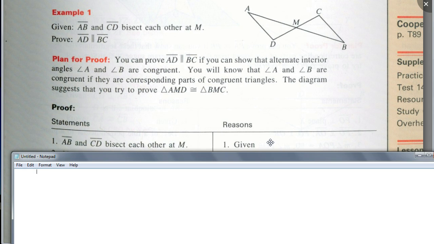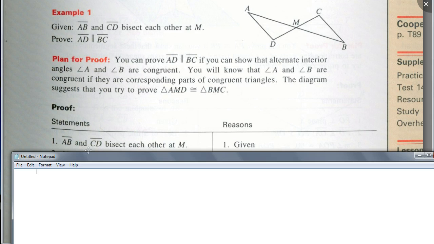Anybody know what to do? Samantha? Segment AM is congruent to segment... That's what a lot of people wanted to do, right? AM congruent to MB, and then what? MD is congruent to MC. Turns out you can't go straight there. Just because we know that AB and CD bisect each other at M, what would you write down as your reason if you did that?